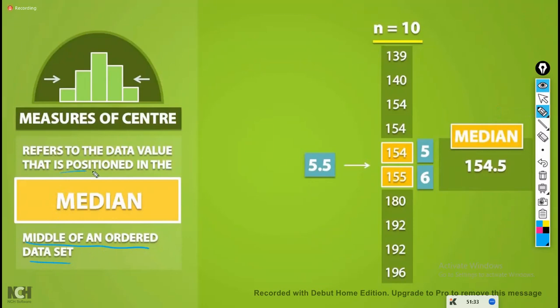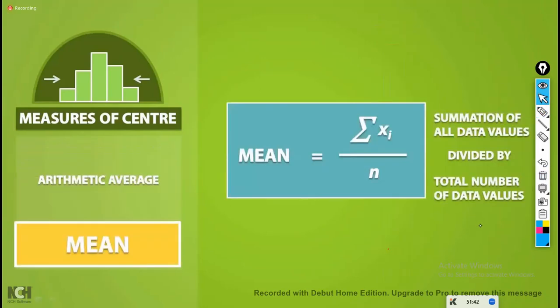So this is focusing on the position. The middle position value of ordered data is called the median, right? Next, what is called the mean? Mean is nothing but the sum of the data points divided by the total number of data points.